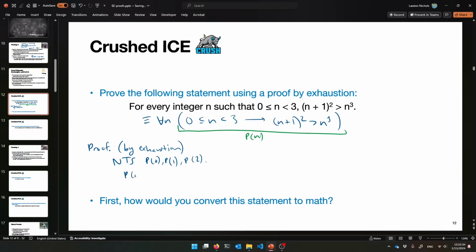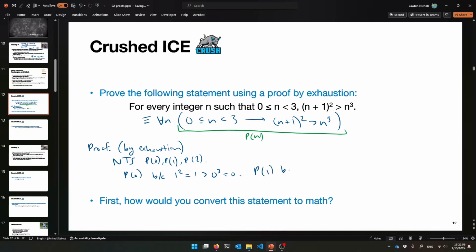So P(0) is true because 0 plus 1 is 1, squared. Is 1 squared greater than 0 cubed? This side is equal to 1. That is greater than 0 cubed, which is equal to 0. So that checks out. Well, P(1), you just got to show them all.